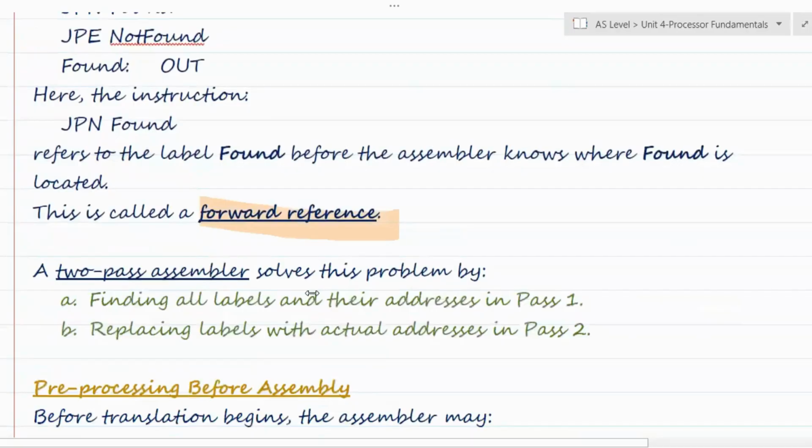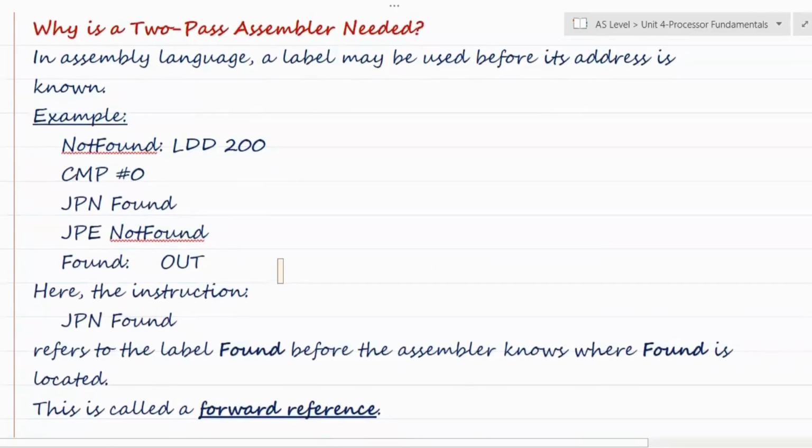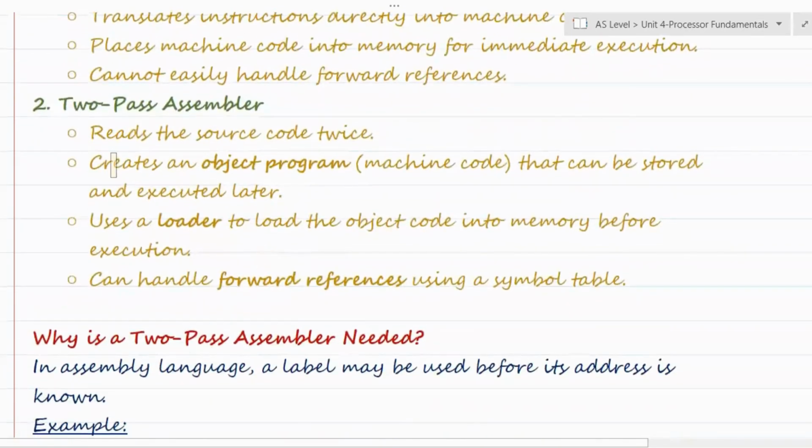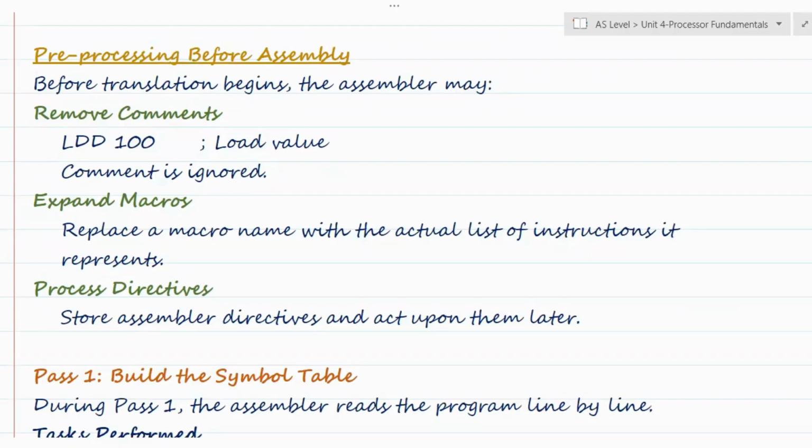A two-pass assembler solves this problem by finding all labels and their addresses in pass 1 and replacing these labels with actual addresses in pass 2. So, a two-pass assembler basically reads the source code twice, creates an object program that can be stored and executed later, uses a loader to load the object code into memory before execution, and can handle forward references using a symbol table.